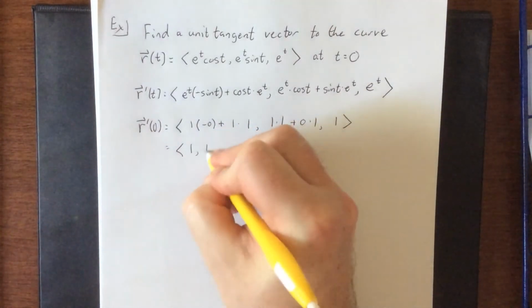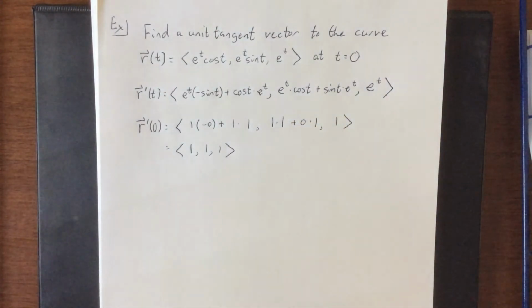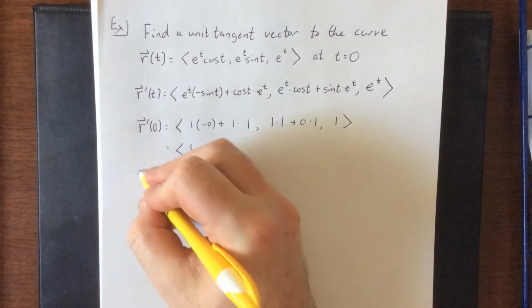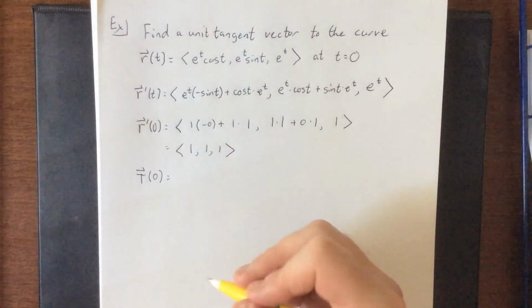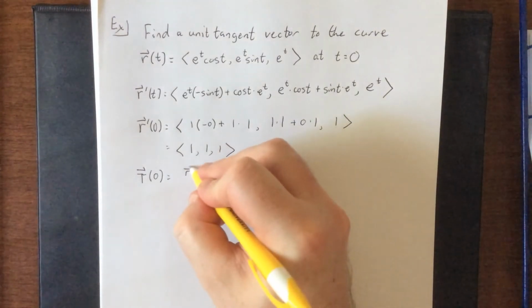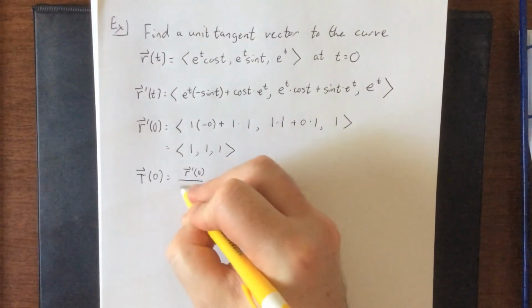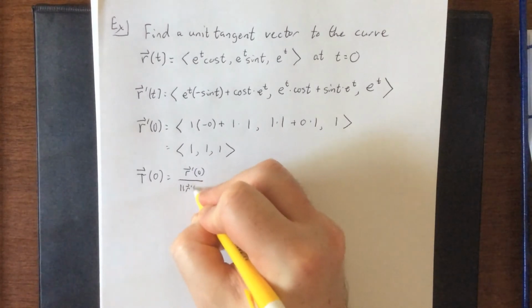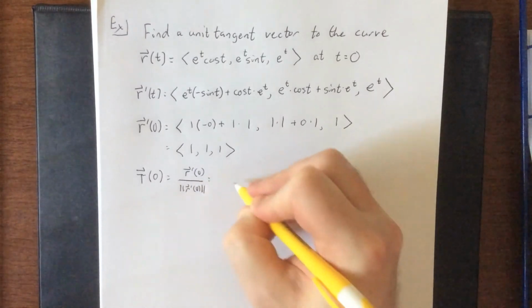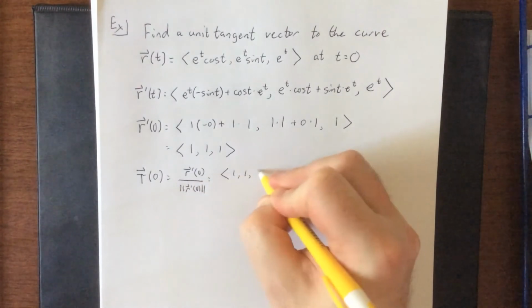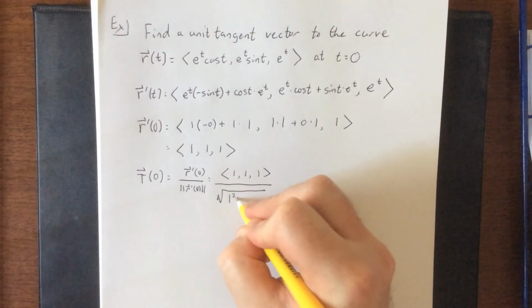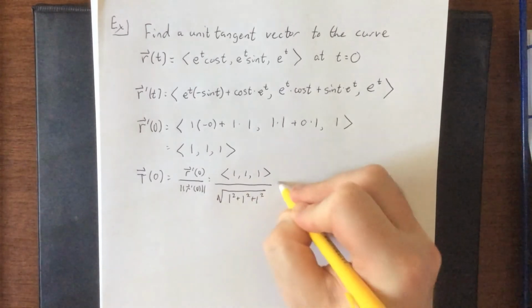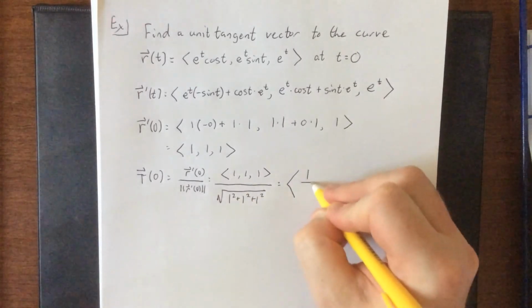To simplify this as much as possible, we get about the most boring vector that we could possibly get, the vector 1, 1, 1. The unit tangent vector is defined as the tangent vector that has been normalized, so that'll be r prime of 0 divided by the magnitude of r prime of 0. So we'll be taking the vector 1, 1, 1 and dividing by its magnitude. That'll be the square root of 1 squared plus 1 squared plus 1 squared. That, of course, would be the square root of 3.